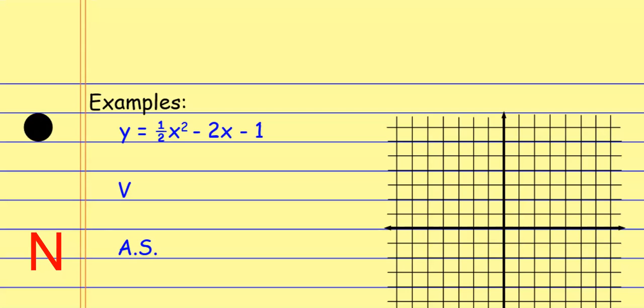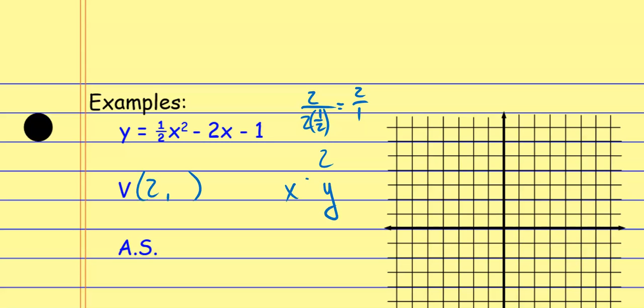If I look at this one, once again, opposite of B over 2A. So let's see, the opposite of B is a positive 2 over 2 times A, which is a 1/2. Now a little bit of multiplication. 2 times 1/2 is a 1. 2 divided by 1 is a 2. So that's the X value for my vertex. Again, to find the Y value, it's like I'm doing a piece of an XY chart.